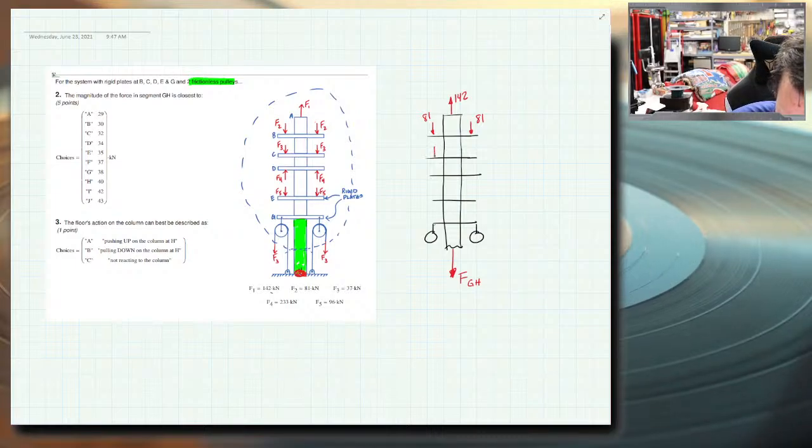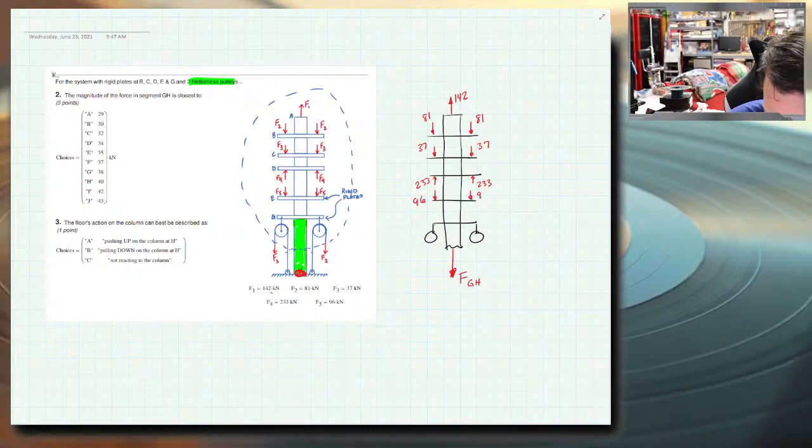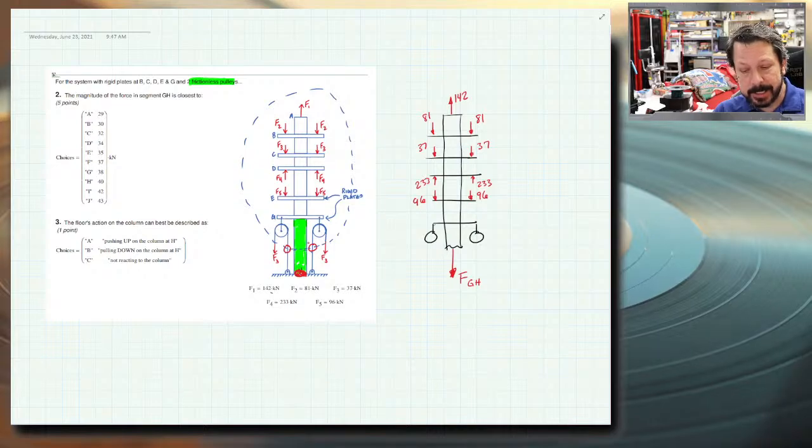F3, I've got 37, two of those. F4, 233, but it's going the opposite direction. F5 going down again, not 296, but 96 twice. The cable, so here and here, I had to cut through that cable. So now I see that internal force.